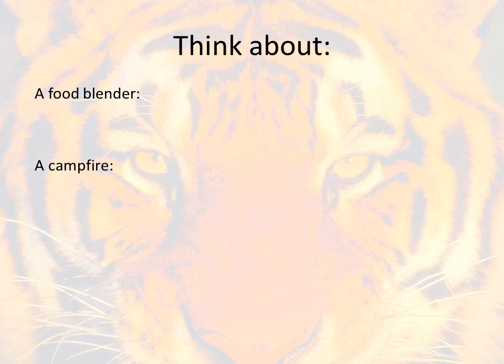All right, so let's try 2 more. For a food blender, think about a food blender and a campfire. Go ahead and pause the video, and when you've got all of the stuff done, when you've got your chain made for what you think that energy transformation is in your notes, go ahead and play it again and check your work and see if you're right.